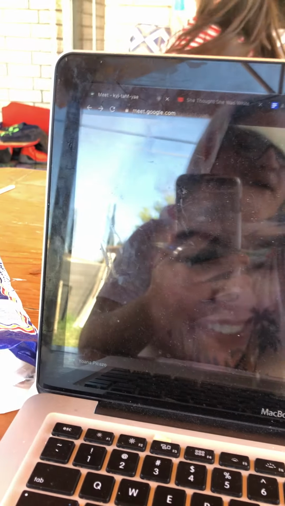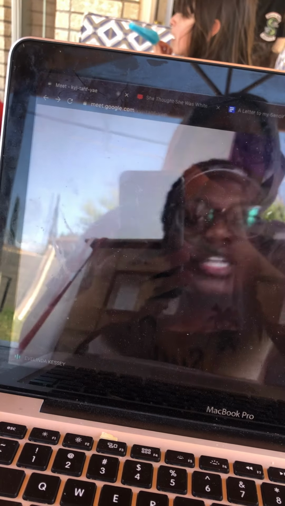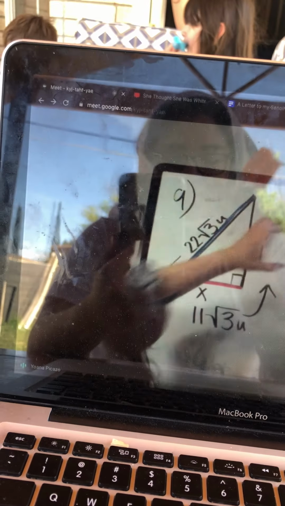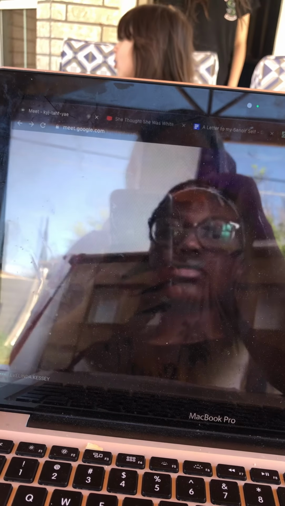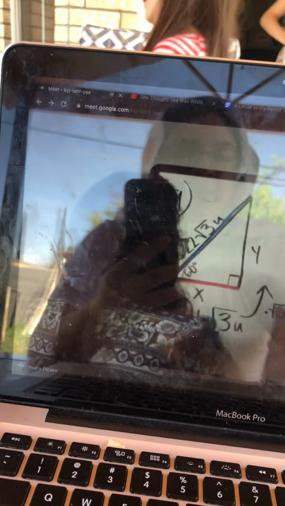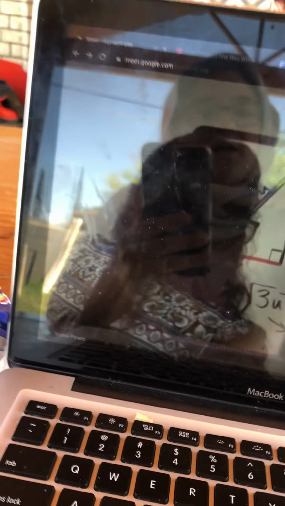Alright, what do I do to the short side when I want to figure out the longer leg? What do I do to the short leg when I want to figure out the longer leg? You multiply by the square root of 3. Yep, I'm going to multiply by the square root of 3. I'm going to do that right here: 11 square root of 3, which is the short side, times the square root of 3.